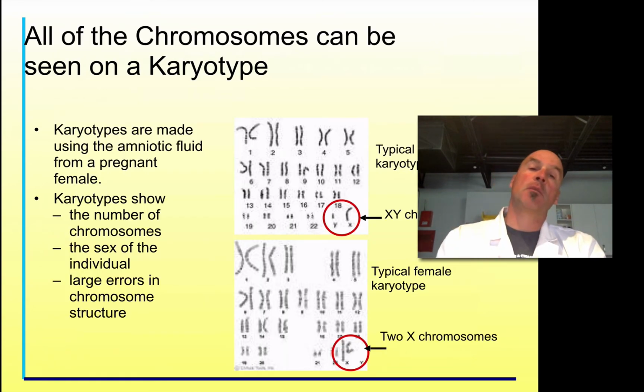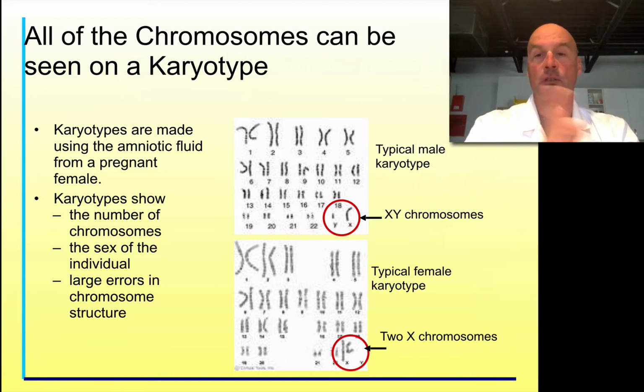All right, so all the chromosomes can be seen on a karyotype. This is sort of what makes us us at our very genetic level. Karyotypes are made using the amniotic fluid from a pregnant female. They show the number of chromosomes, the sex of the individual, and they can also show large errors in chromosome structure. For instance, we'll get into this a little bit later, Down syndrome, where you have 3 chromosomes at 21.